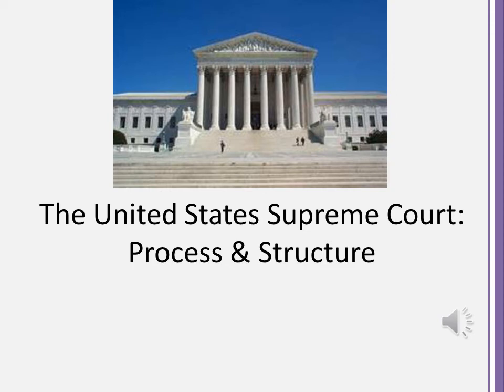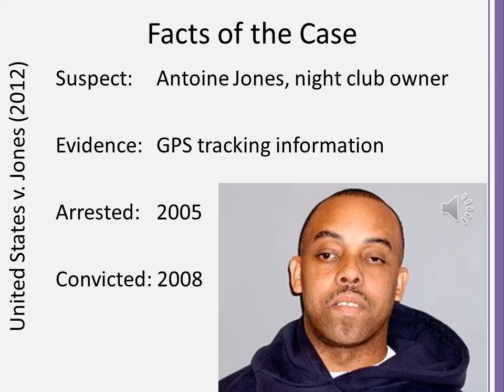We're now going to spend some time talking about how the United States Supreme Court works. And to give you a better understanding of the process and structure of the court, we're going to walk through a specific U.S. Supreme Court case. The court case that we're going to use is the United States v. Jones from the 2012 session.